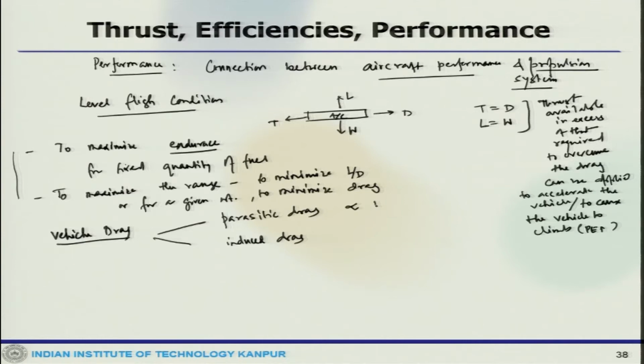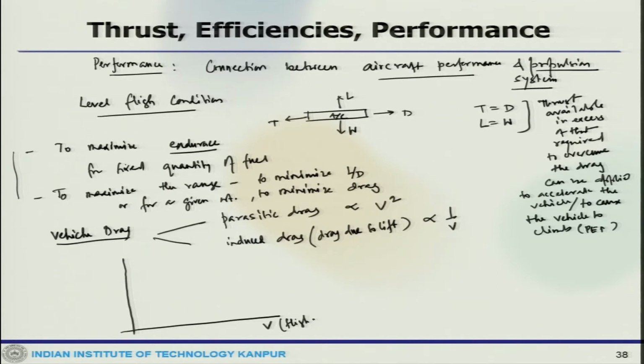The parasitic drag is proportional to the flight velocity squared, V square. The induced drag, or drag due to lift, decreases in proportion to the inverse of the flight velocity, that is, 1 by V. So, if you look at this, let us say V is the flight speed and this is the aircraft drag.